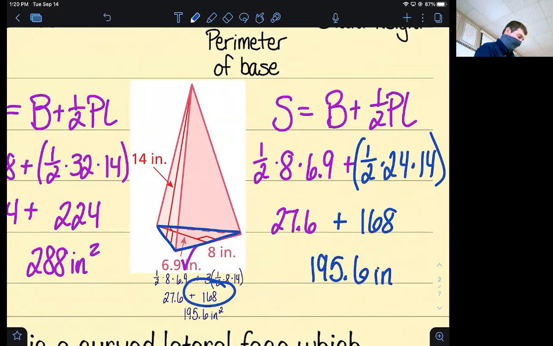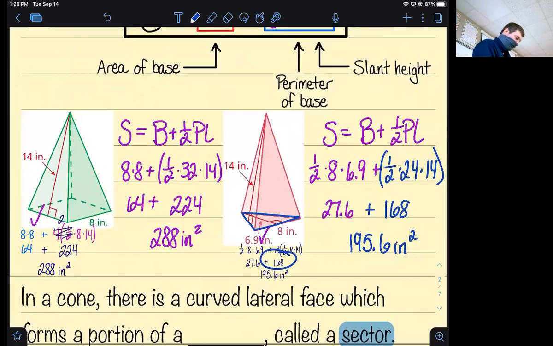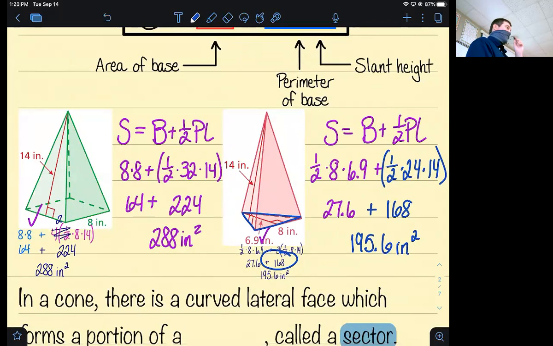I'm not smart enough to have that memorized. I'm just looking down at my last answer. That's how you use the formula. So feel free to use the formula on all of your pyramid problems tonight. I'd like to direct our attention to the next shape, a cone.